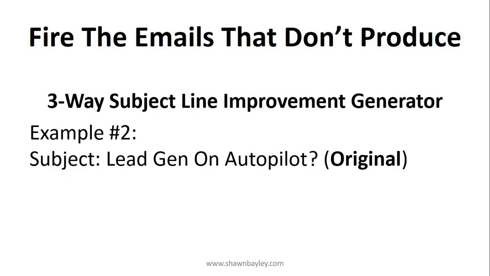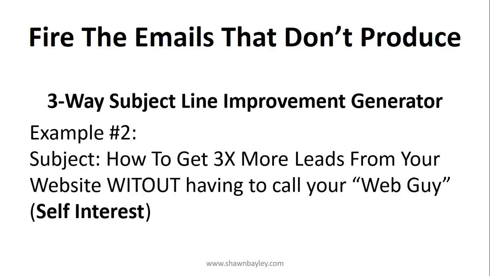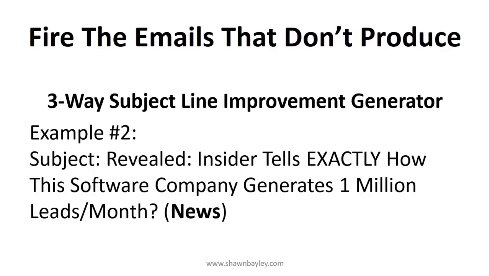One more example so you can see the subject line improvement generator in action. Here we see the original subject line is using some curiosity. It says lead gen on autopilot. If we run it through our generator, we can see changing it to self-interest, we can go with: how to get 3 times more leads from your website without having to call your web guy. If we run it through the generator again, this time we've got more of a news headline, and it says: revealed, insider tells exactly how this software company generates 1 million leads per month. So that's how I revamp my subject lines when I need to.